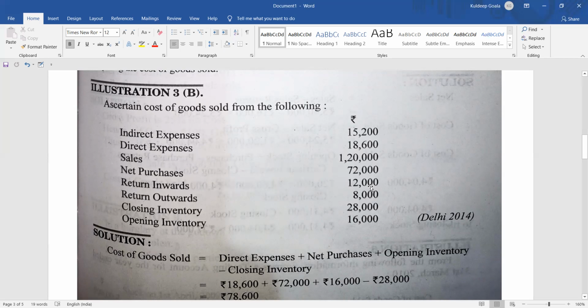It will only be considered if we take the total amount, that is sales minus cost of goods sold, to find out gross profit. If we find gross profit, that is gross profit equals sales minus cost of goods sold, then you have to take the sales. Otherwise, sales is not required in finding out cost of goods sold, isn't it? Then coming to the next one, return outward. Return outward means purchase return. Since purchases has already been given as net purchases, don't touch the return outward now, because it has already been adjusted from the purchases. It will not be deducted.